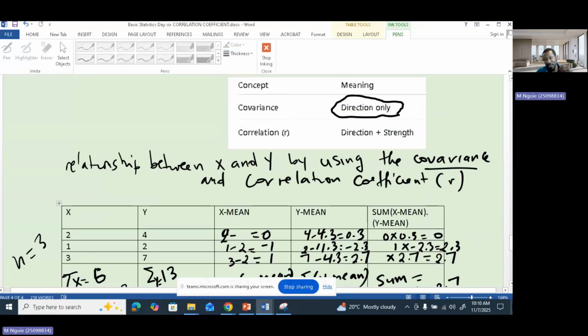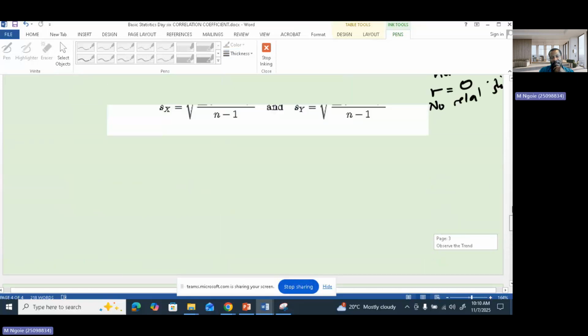So I already disconnected. Okay, so the covariance gives the direction, and the correlation gives the direction plus the strength. Direction means positive, negative, or zero, right? So those are the two things that you need to understand. When it comes to a direction, you can use the covariance. When it comes to direction plus the strength, you can use the correlation.